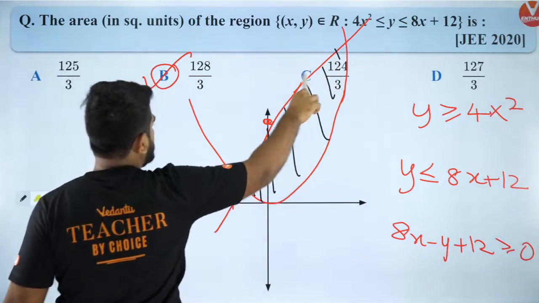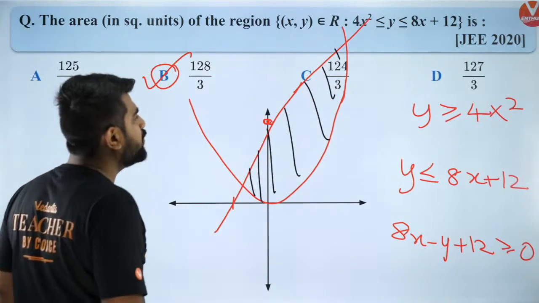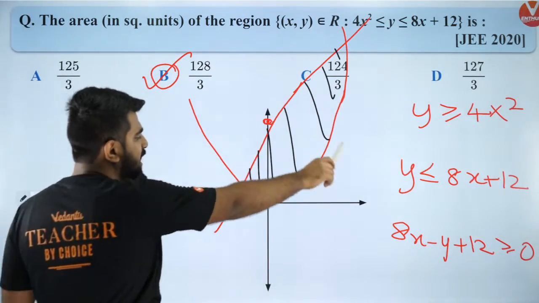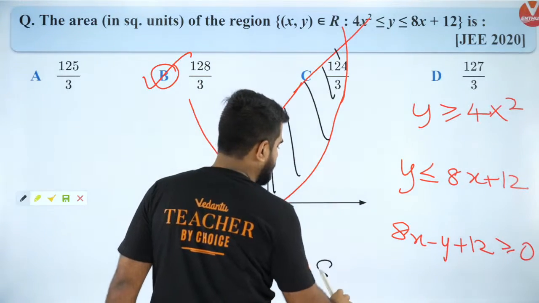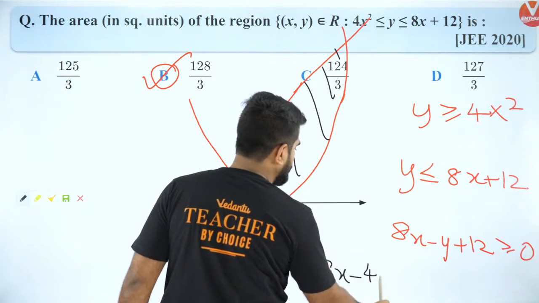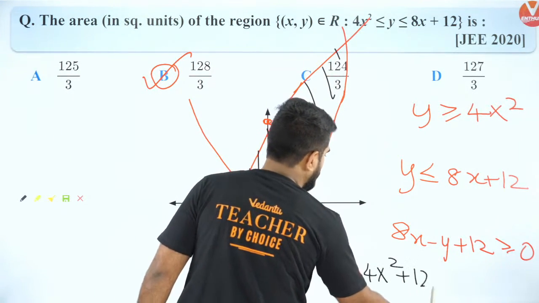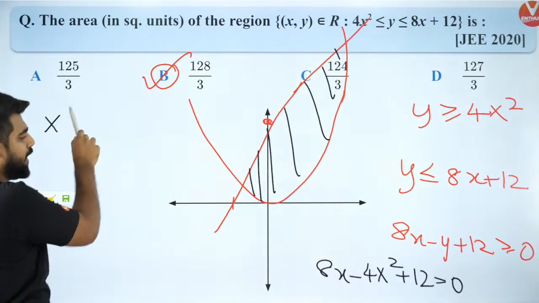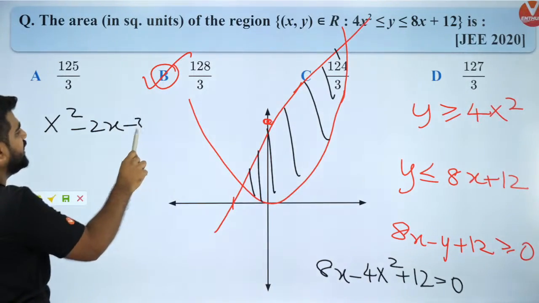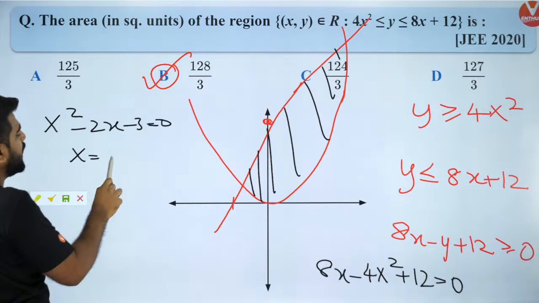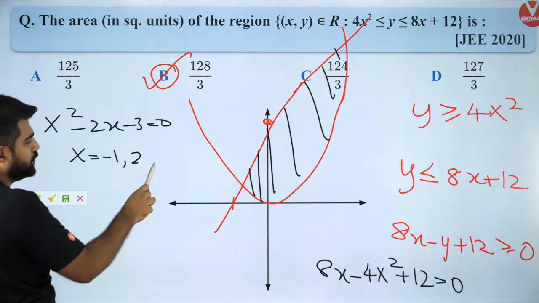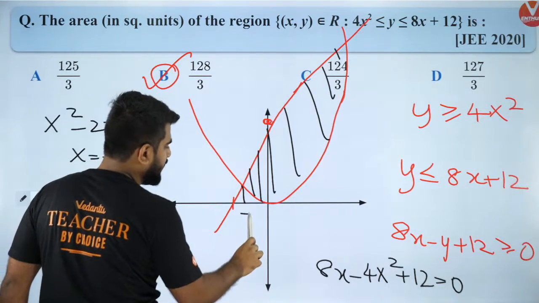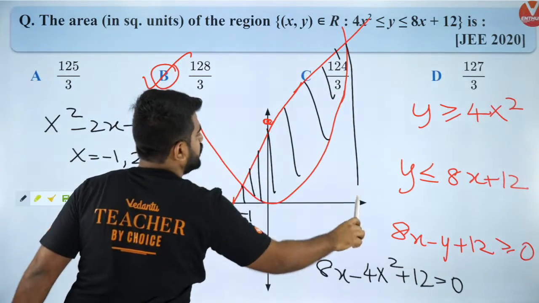So first you need to find out the points of intersection. How do you find points of intersection? In place of y, you put 4x square. So you'll get 8x minus 4x square plus 12 is equal to 0. If I solve it, I'll get x square minus 2x minus 3 is equal to 0. So x is equal to minus 1, 2. So this will be minus 1 and this will be 2.